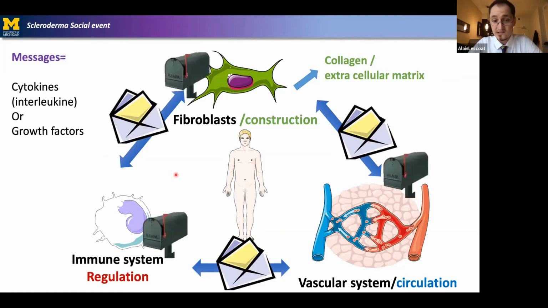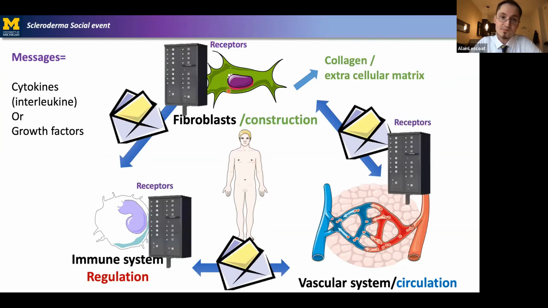And each cell also has a system of mailboxes to receive the messages. These mailboxes are called receptors. To be more specific, there are plenty of mailboxes, or plenty of receptors, on each cell, and each mailbox is supposed to receive a specific message. So this is technically how our body works in a normal condition.